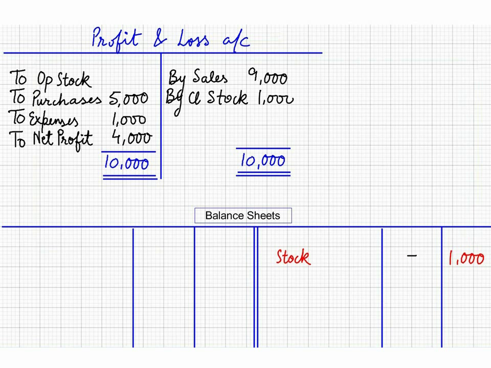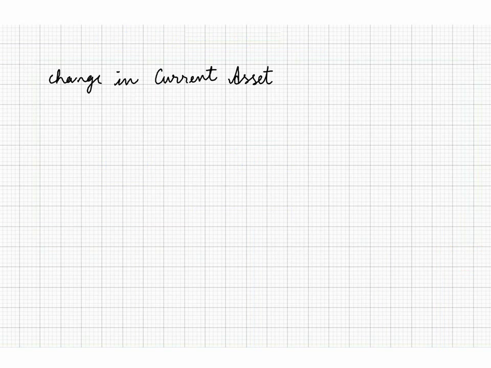If you prepare balance sheets with two columns, last year and this year, on the asset side, in the previous year it was 0 and now it is 1,000 rupees. Means there is a change in the current asset. Till now, I was assuming that there is no current asset and no current liability, so there was no question of change. But in this question, it's clearly indicating that closing stock has jumped from 0 to 1,000.